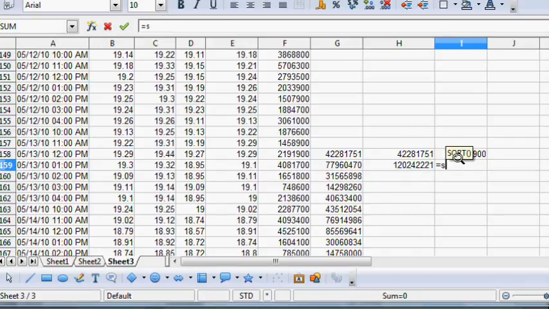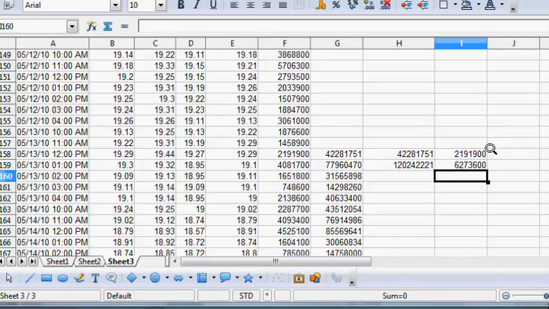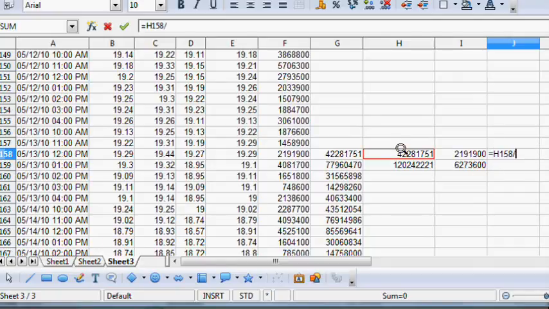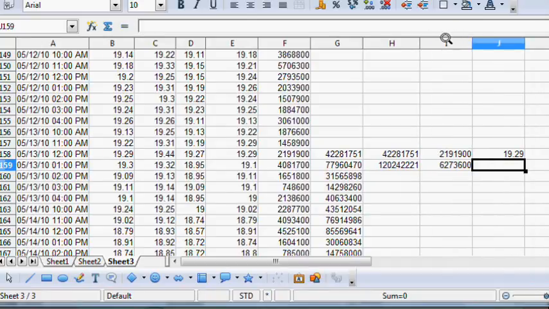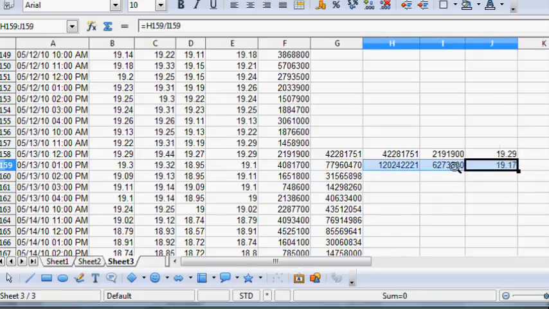And this would be a sum of the volume, so we'll put a sum in here. The same thing is true: we need a dollar sign beside the number and the letter. To calculate the average price, we take this level and divide it by this one here. We'll just make some of these columns smaller, and now we can copy and paste all the way lower.